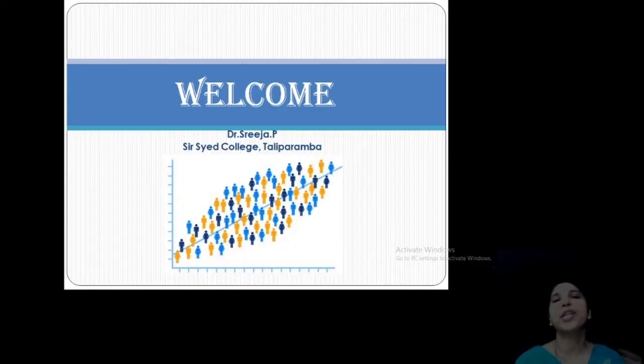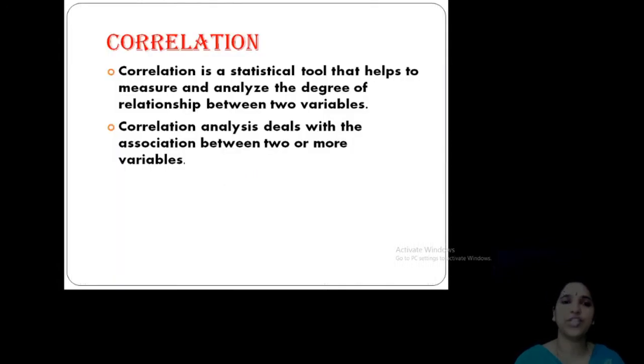Welcome back again. So let us move on to our next chapter in biometrics, that is correlation. You know what correlation is, the meaning of the term: relationship, actually. It is a statistical tool that helps us to assess, measure, or analyze the degree of relationship between two variables. You know what a variable is. So the degree of relationship between two variables can be analyzed by using a statistical tool known as correlation. Clear? It helps us to study the relationship between usually two or more variables under study.